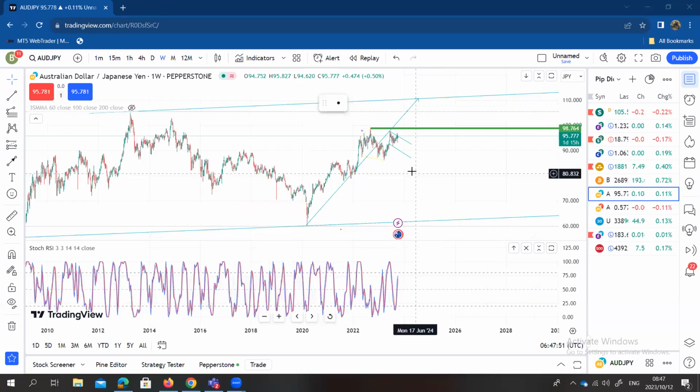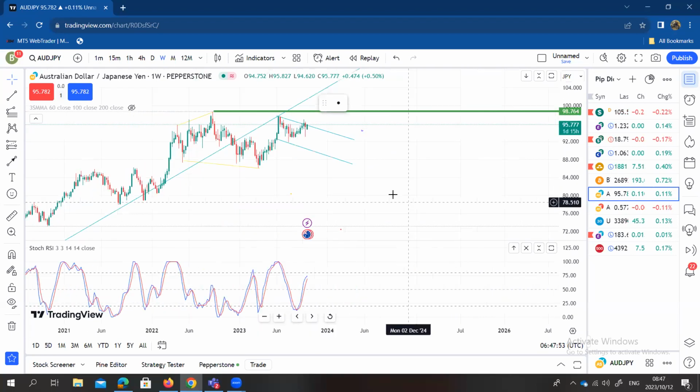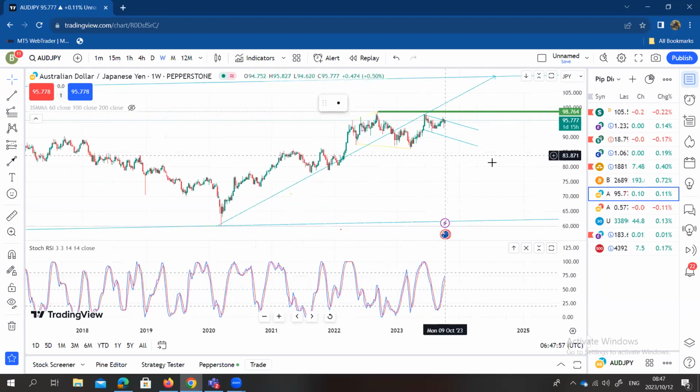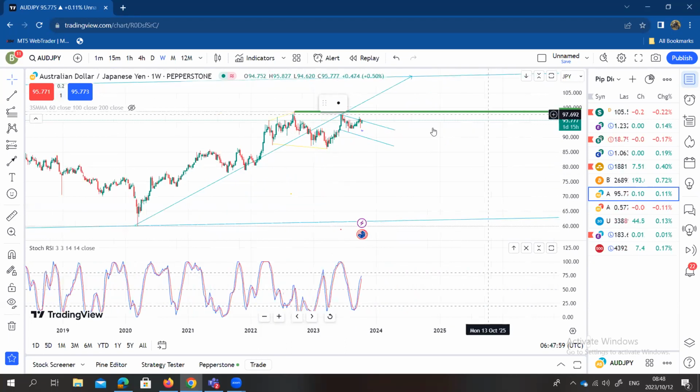If we are to zoom in here to that structure, what the market has given us is like an impulse to the upside. We've had an expanded flat correction over here, right? And then now we're having a rally, a small rally. This correction is not yet complete. I expect at least one more leg to the downside.